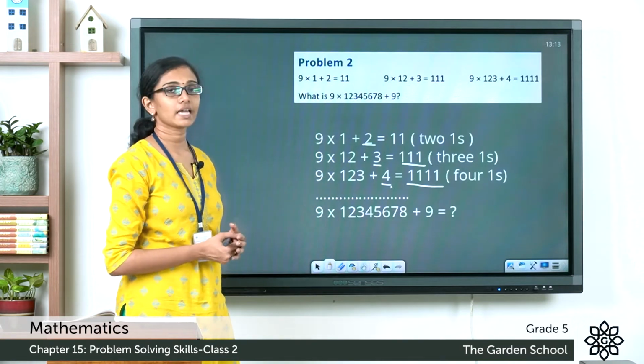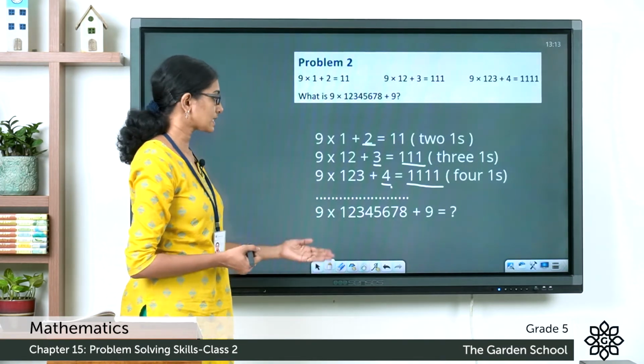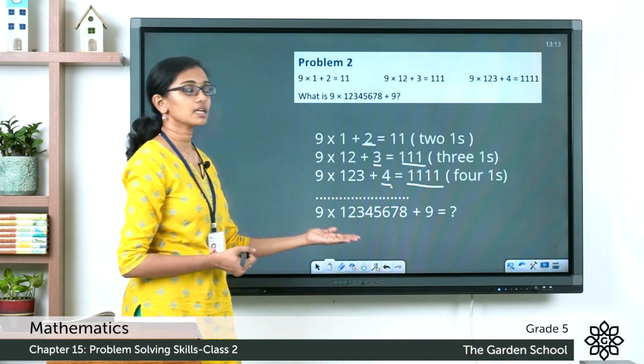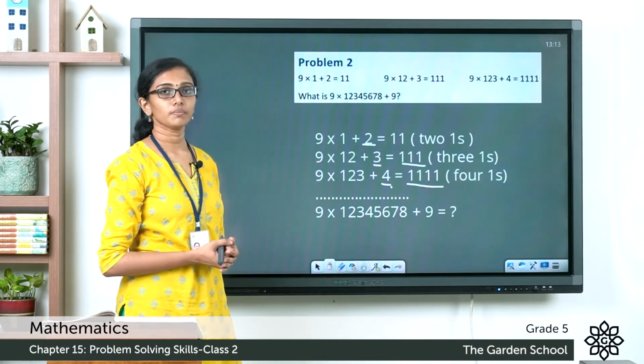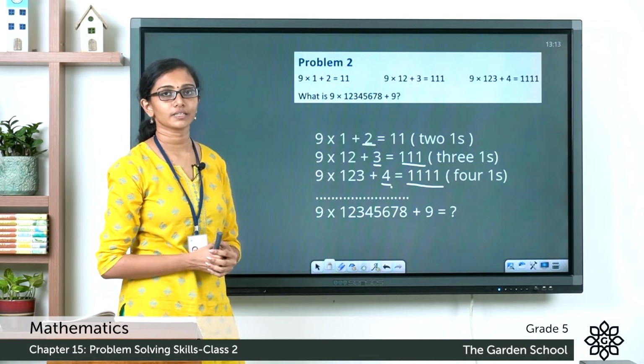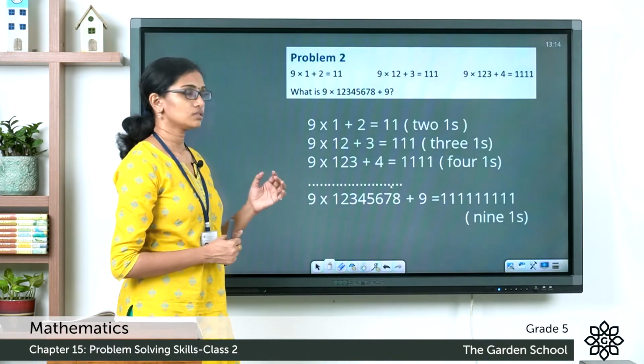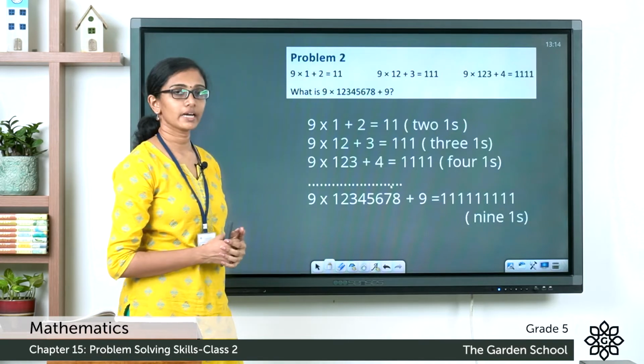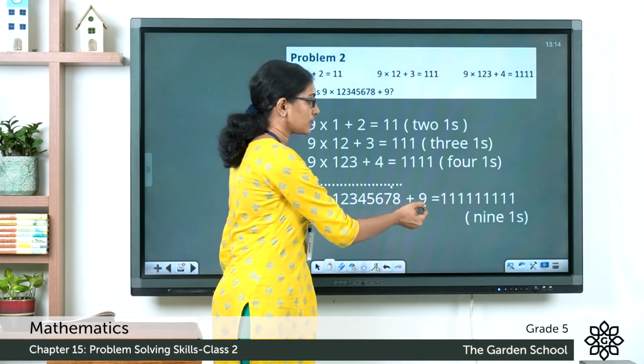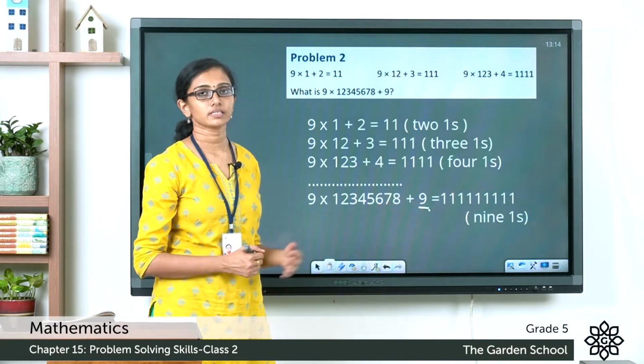So applying this same pattern rule, we can easily find out what is the final answer of this problem without actually calculating it. So are you able to do it? Let's do it. So applying the same logic here, in the final answer there would be 9 ones.